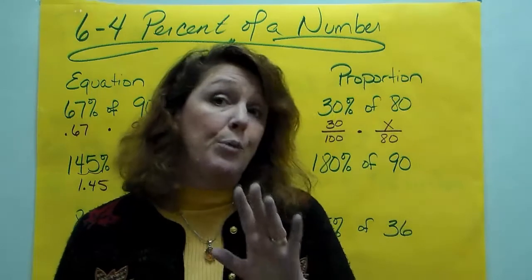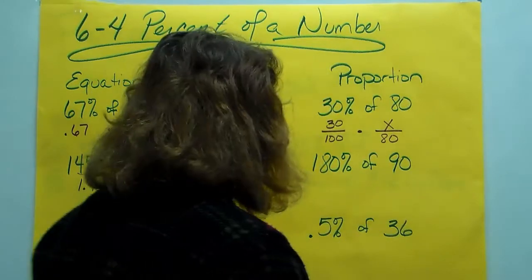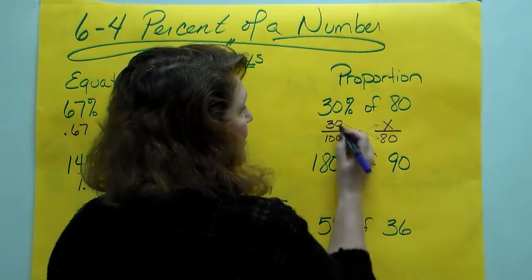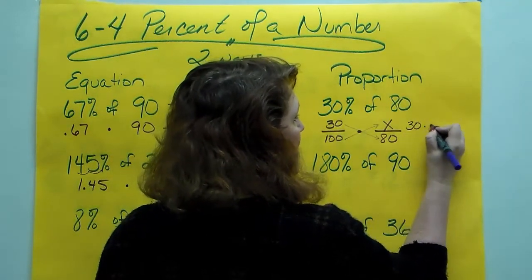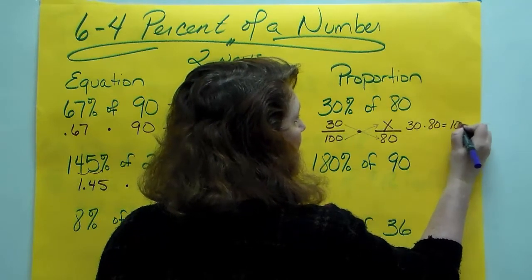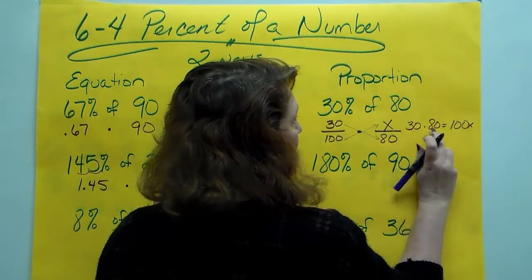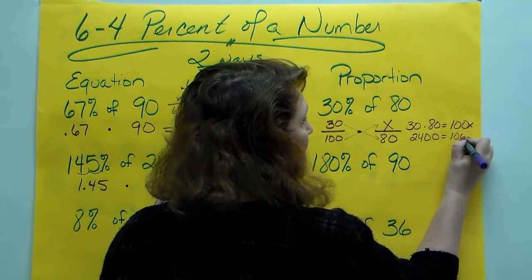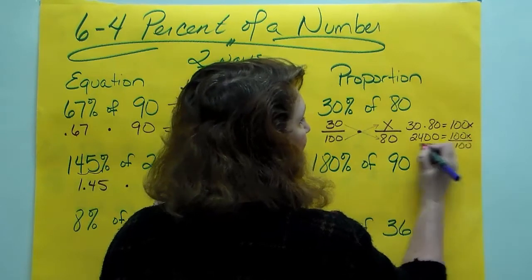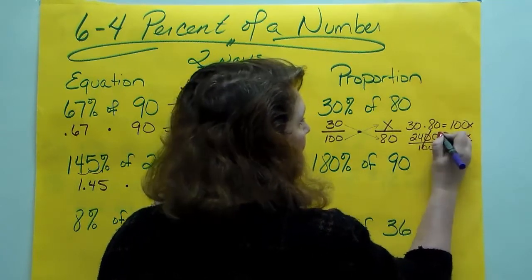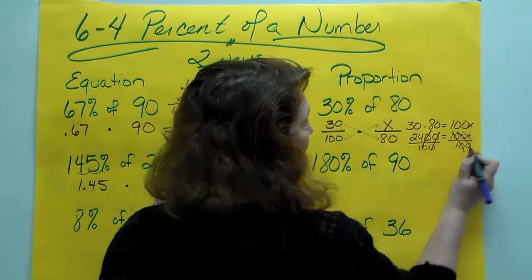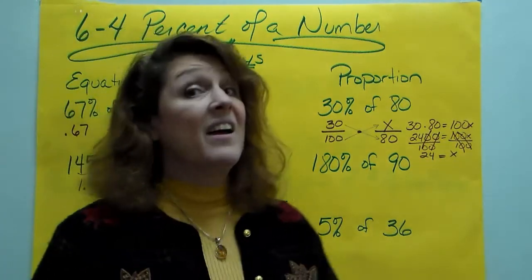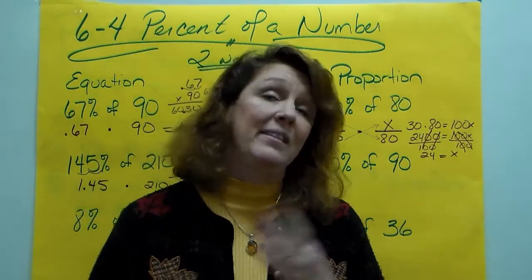Now, if you remember how to solve proportions, you know that these two multiplied together equals these two multiplied together. So I'm going to do 30 times 80 equals 100x. 3 times 8 is 24 with 2 zeros equals 100x. And I'm going to divide each side by 100. And I get x equals 24. Not too hard, is it? Let's try another one.